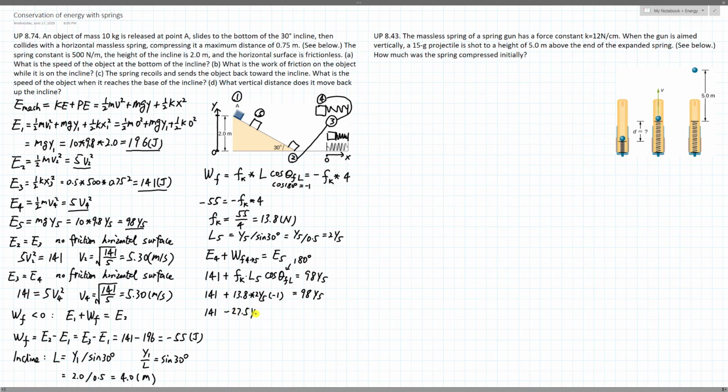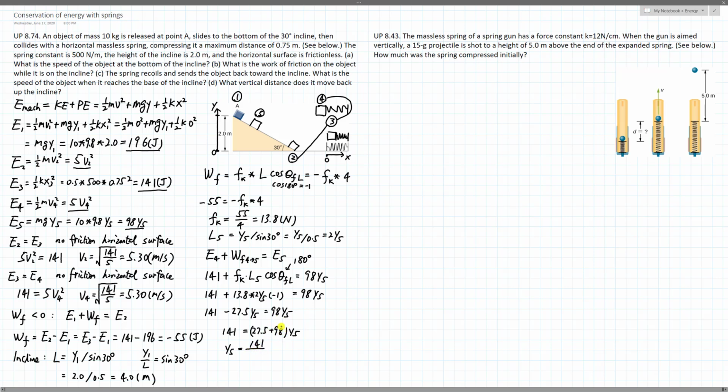27.5 y5 equals 98 y5. So now we can add 27.5 y5 on both sides to move y5 to one side. So 141 equals 27.5 plus 98 times y5, and that makes y5 equal to 141 divided by that sum.